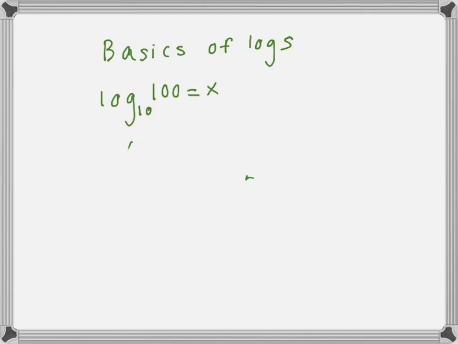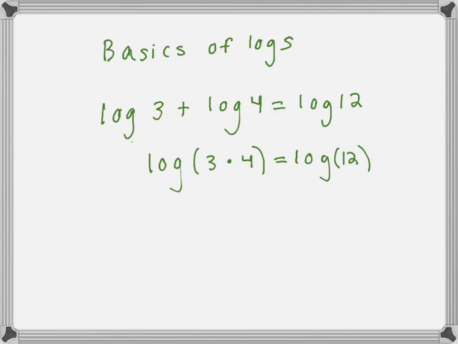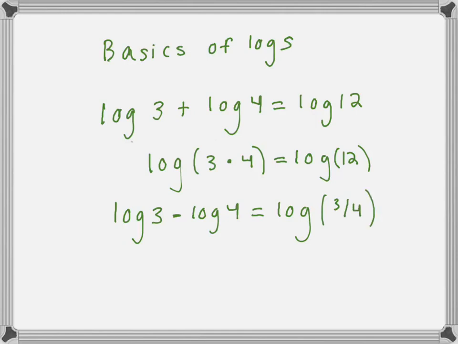The next thing is if you add logs, you can combine the terms into one log using multiplication. Let's look at the example here. Log 3, and remember we're going to assume the base is 10, plus log 4 means that we can make it log of 3 times 4, which equals log 12. That's something to remember. And if you subtract logs, it goes the opposite. So if you have log 3 minus log 4, that's going to equal log of 3 over 4. The same thing applies with x and y, which you can look at in the example.